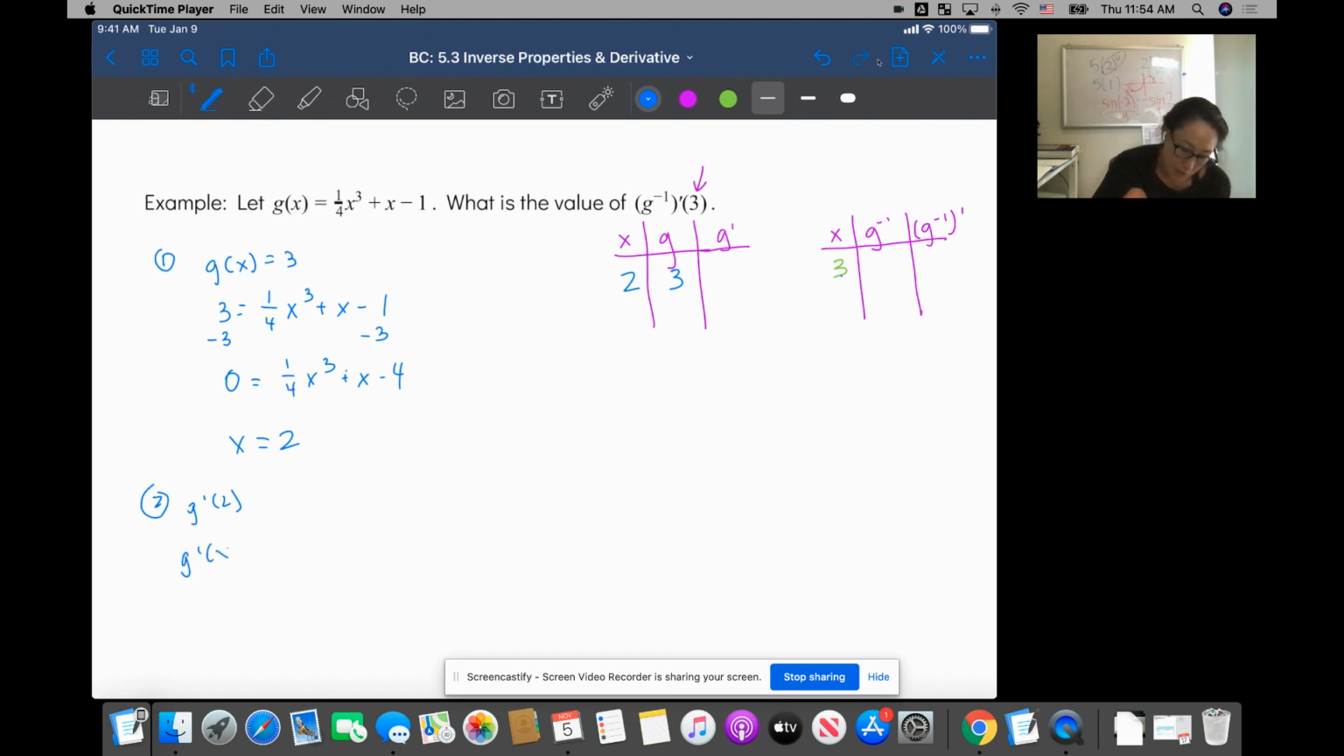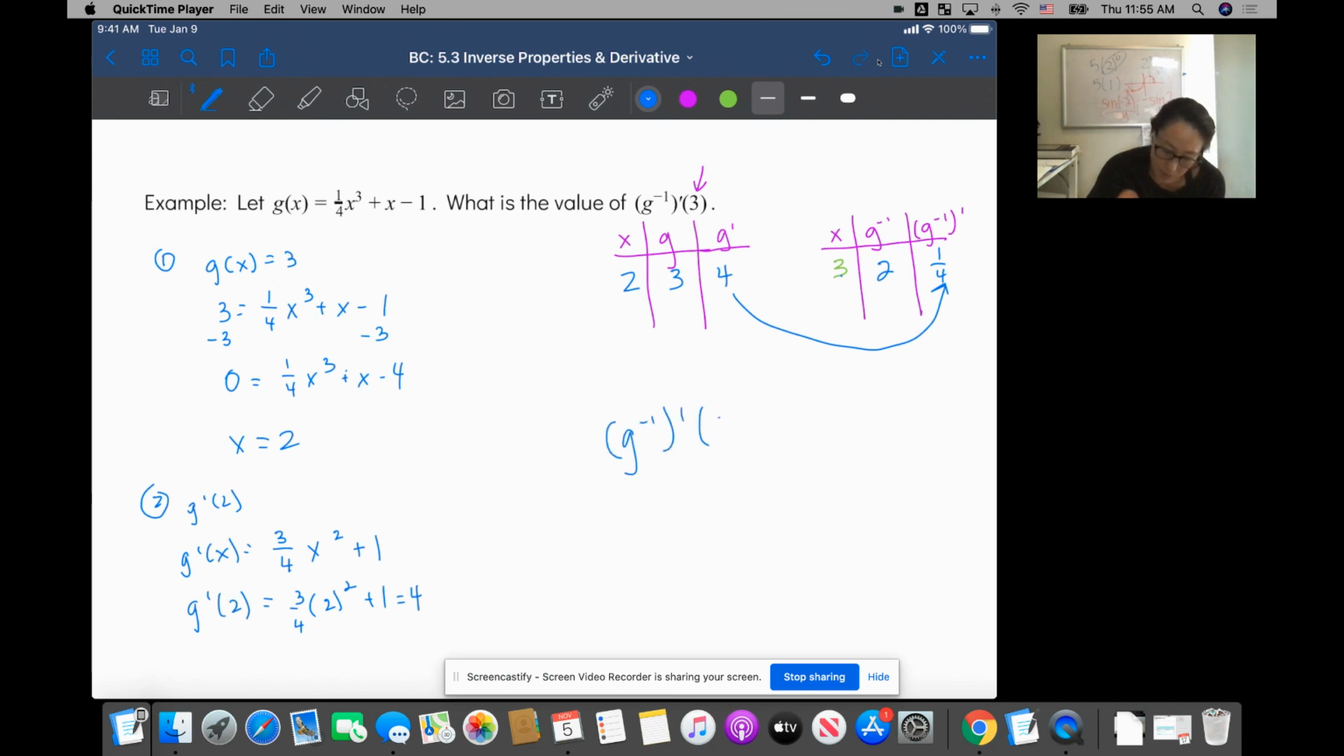So first let's find g prime of x. That gives me 3/4 x squared plus 1. And g prime of 2 would be 3/4 times 2 squared plus 1, which is going to give me 4. Okay, so next up, I guess I can fill in the 2 here. I just take the reciprocal of this, which is 1/4. So g inverse prime of 3 is equal to 1/4. So the derivative of the inverse at x equals 3 is 1/4.